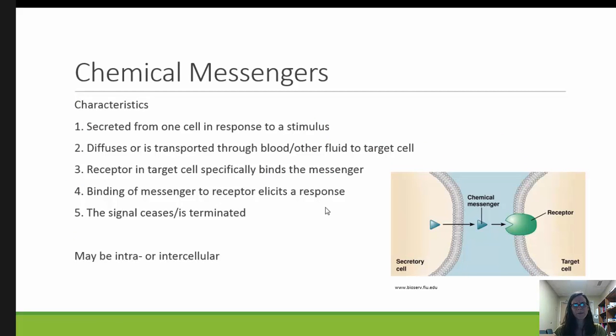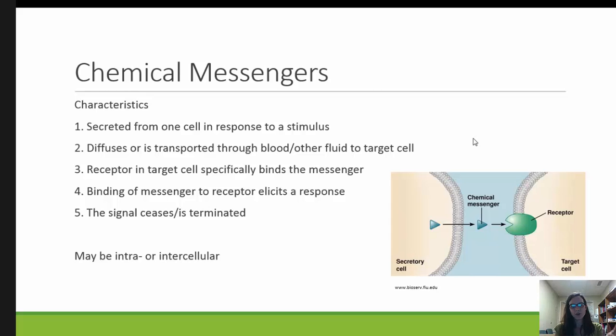So I talked about chemical messengers. Let's talk more about these chemical messengers. So it sounds like a really broad category, and it is. A chemical messenger has 5 specific properties, okay? And here's a really simplified diagram of one. So a chemical messenger is secreted from one cell in response to a stimulus. So let's go through these, and then I'll give a specific example.